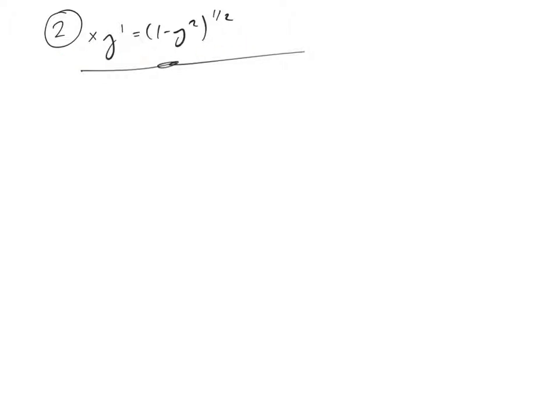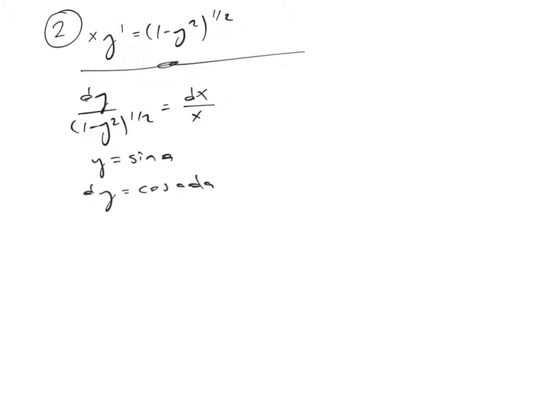We can write our differential equation in this form: dy over square root of 1 minus y squared is equal to dx over x. And here we will change our variable as y is equal to sine a. From here, dy is equal to cosine a times dA. By using this information, we get dA is equal to dx over x. By integrating both sides, a is equal to ln absolute value of x plus c. And from here, we know that a is equal to arc sine y.